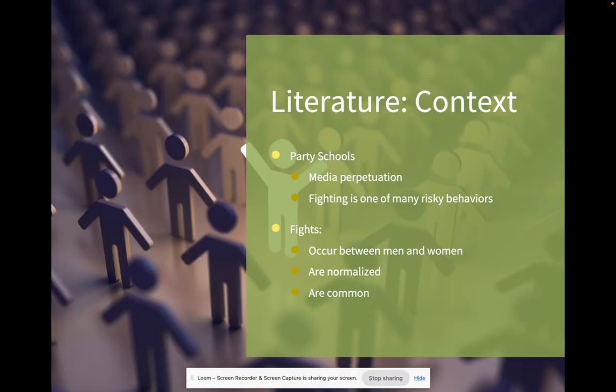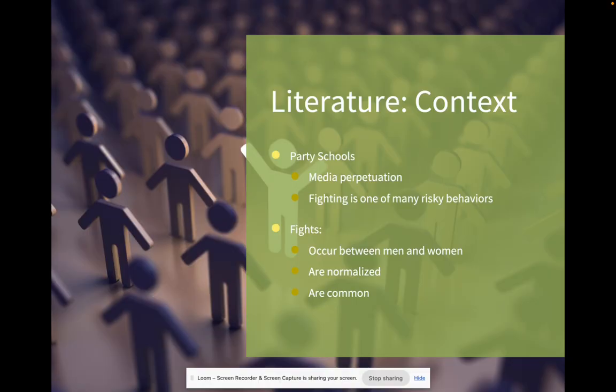Fighting is just one of many risky behaviors folks who research party schools look at. So they also look at binge drinking, recreational drug use, and sexual assault. But again, one of the things that is consistent when studying these risky behaviors is that all of these behaviors are normalized within the context of party schools. And sometimes other types of college campuses will also normalize this risky behavior. But by and large, it really is even more pronounced at party schools.